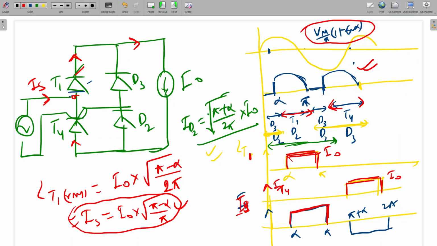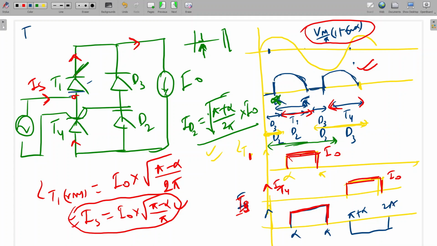Sir, can you explain the concept of firing angle, extinction angle and conduction angle for this waveform? See, firing angle means that at this instant we are putting a firing pulse. A firing pulse is a current signal to this gate, a very small pulse applied at an instant. That is called the firing angle, meaning at that angle we are firing the thyristor. And conduction angle means for how long it will conduct. So conduction angle means from here to here, for T1.